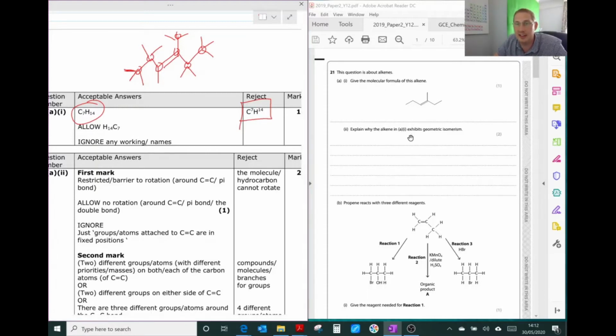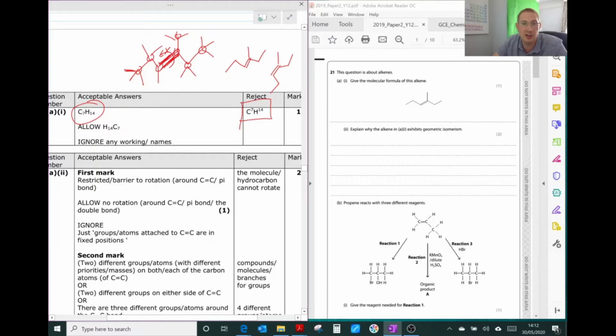Explain why the alkene exhibits geometric isomerism. Well, it's due to this double bond here and the fact that you don't get rotation around this double bond, and therefore there are two different molecules that you can have, where these groups, the hydrogen and this ethyl group, are on opposite sides and they are different molecules.